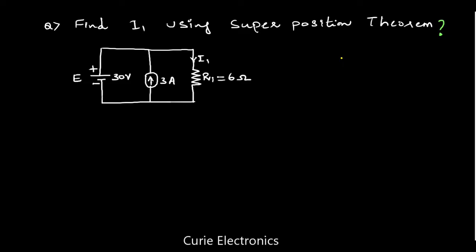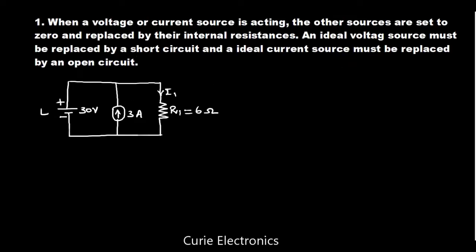So here two sources are there, that is the E is 30 volt voltage source and I equals 3 amps current source. We have to find what is the current flowing through R1 resistor, R1 equal to 6 ohm, using superposition theorem. We have to consider one source at a time.